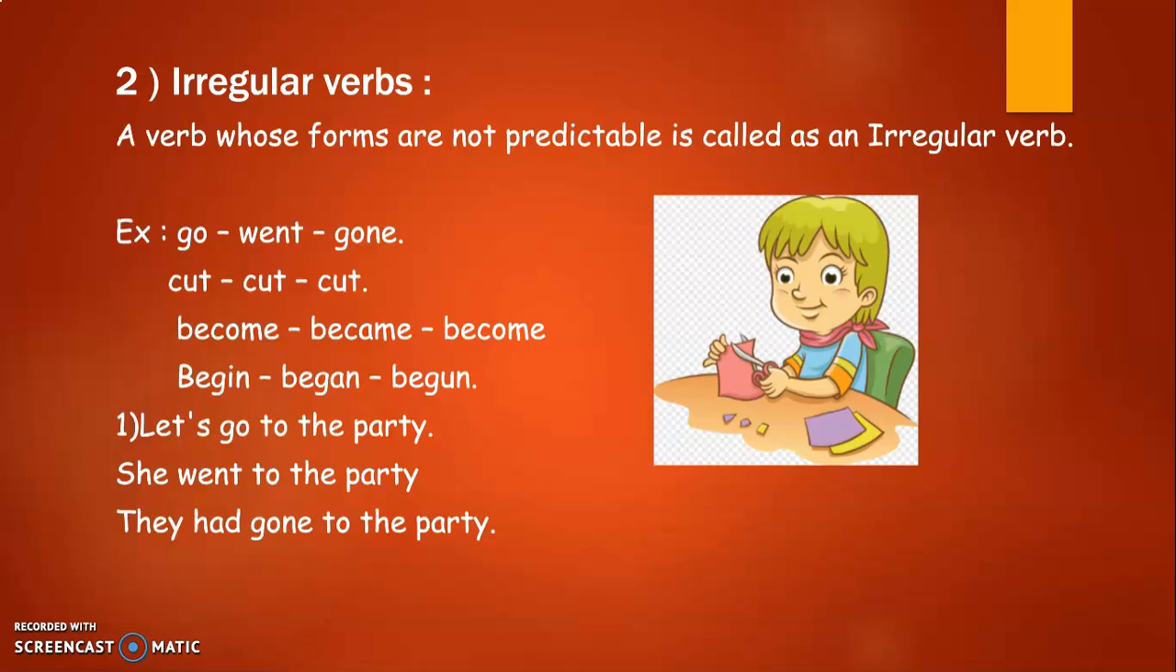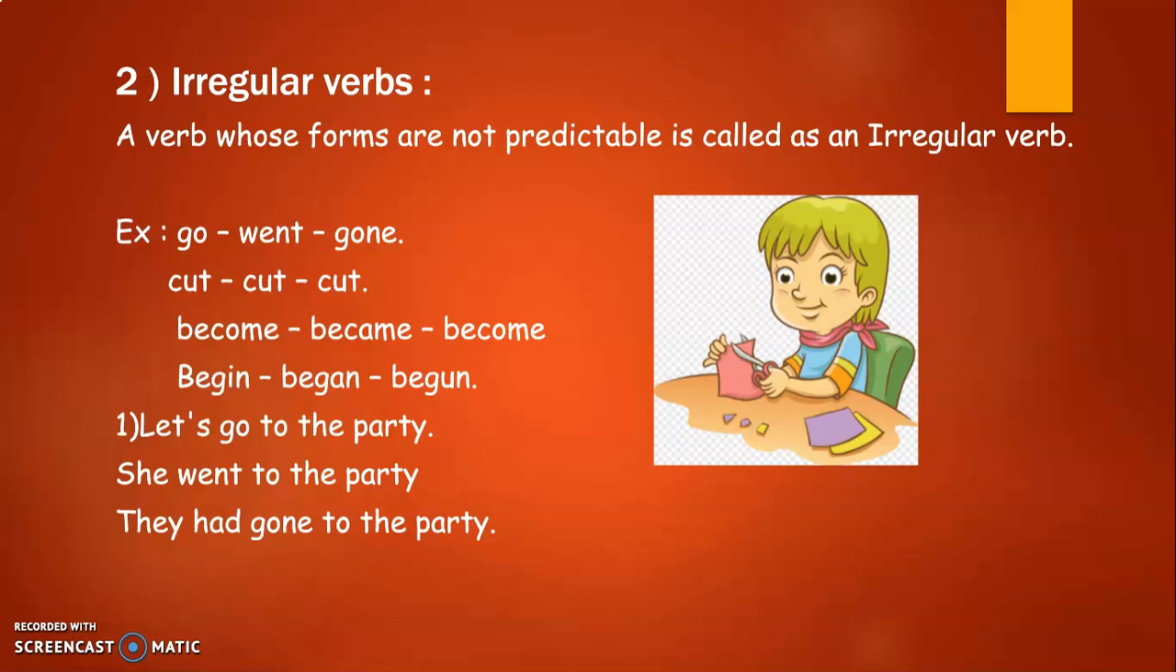Similarly, for the word cut, the forms are unchanged. But for the word become, the past tense form is became, but the past participle form is again become. Next, begin, began, begun.